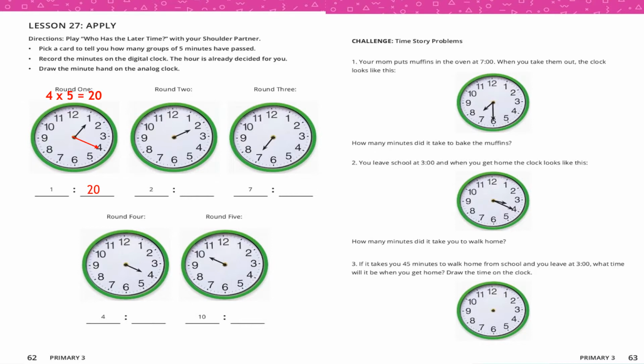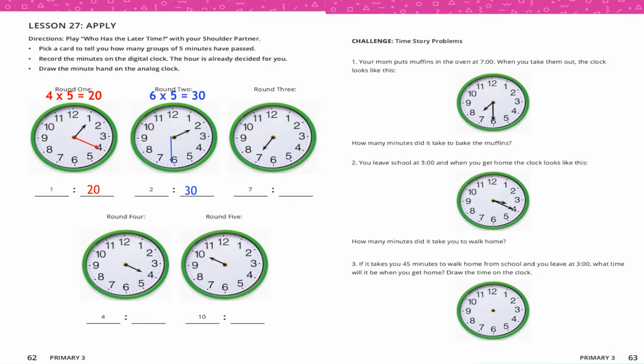The second one, the short hand is pointing to 2. We will write 2 in hours. And the long hand is referring to 6. So 6 is 6 groups of 5. 6 times 5, 30. We will write 30. So it will be 2:30.